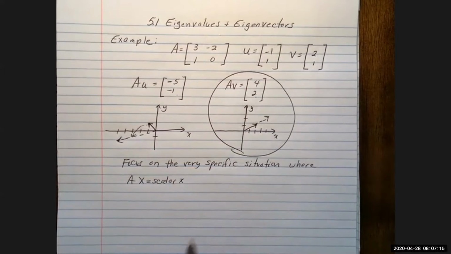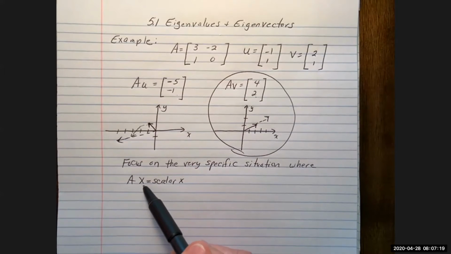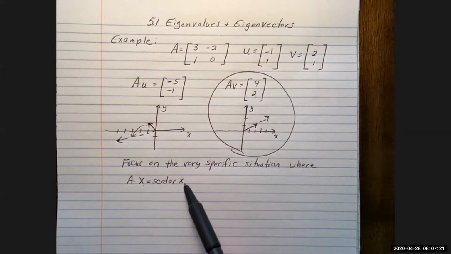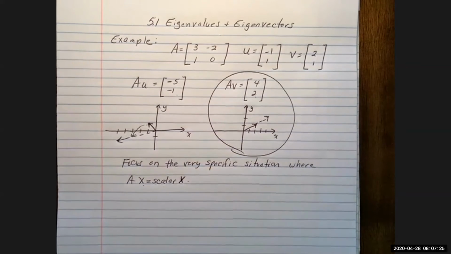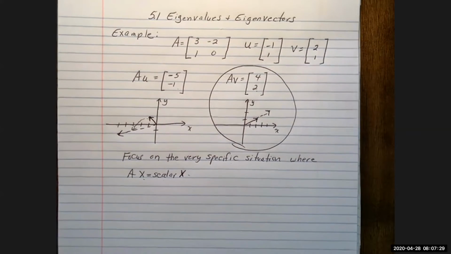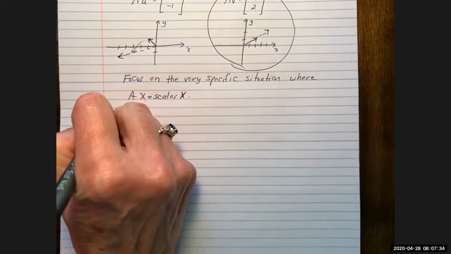So we want to focus on that very specific situation where you take a matrix times a vector and it ends up just being a scalar multiple of that same vector. Make that bigger. All right, I'm going to write that definition out. It's kind of long.